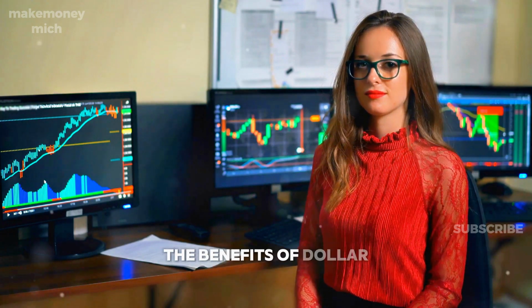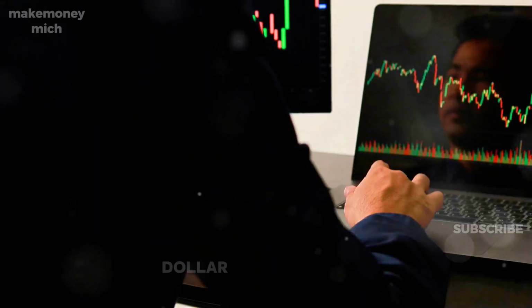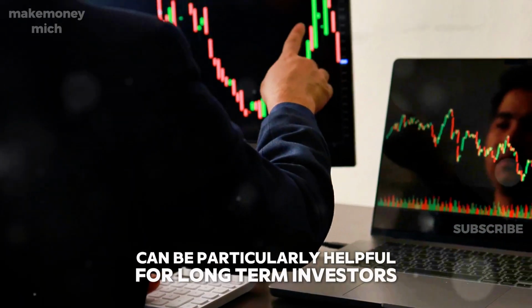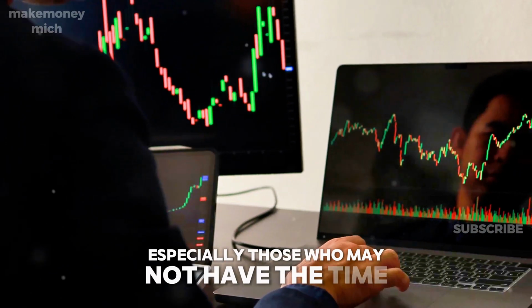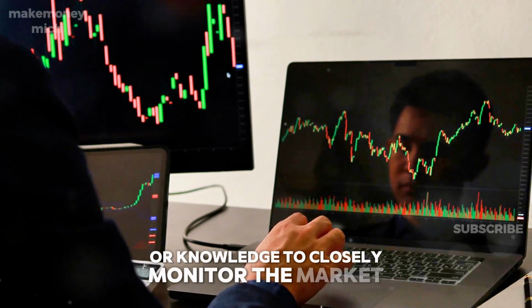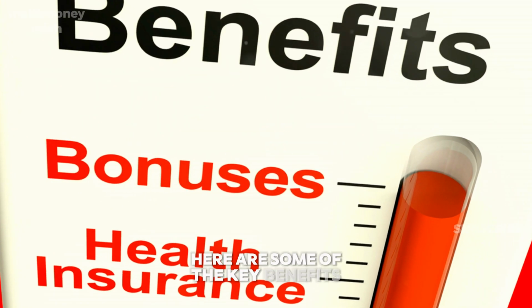The benefits of dollar-cost averaging. Dollar-cost averaging can be particularly helpful for long-term investors, especially those who may not have the time or knowledge to closely monitor the market. Here are some of the key benefits.